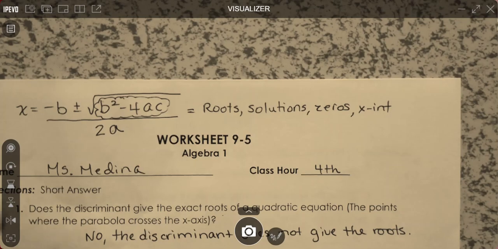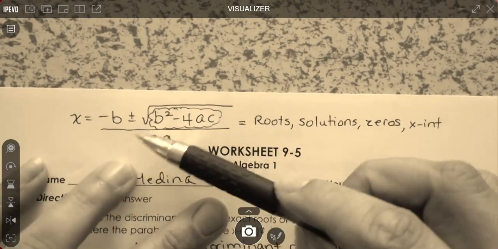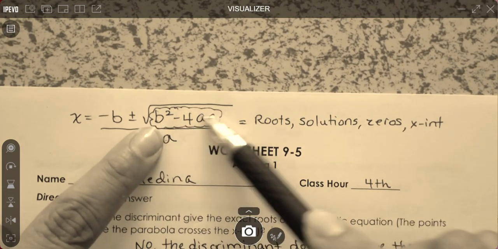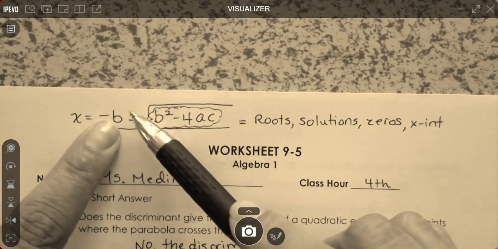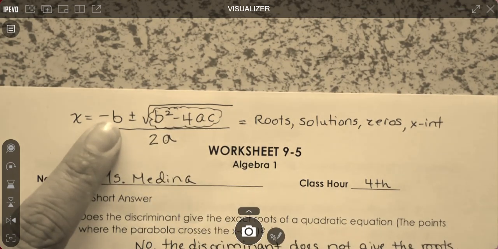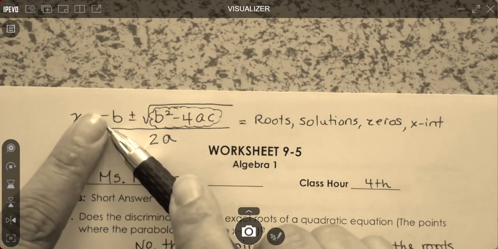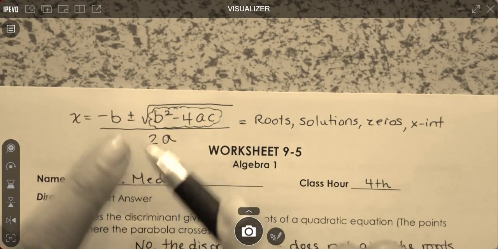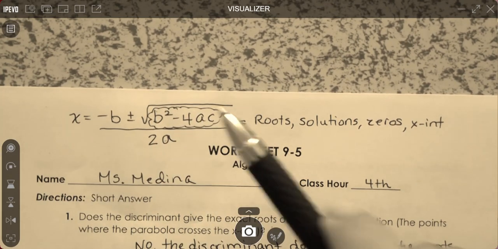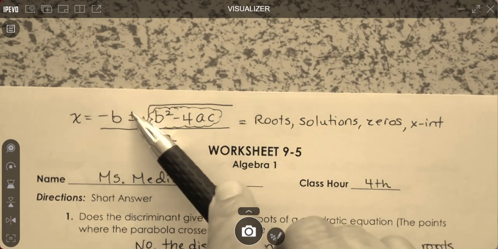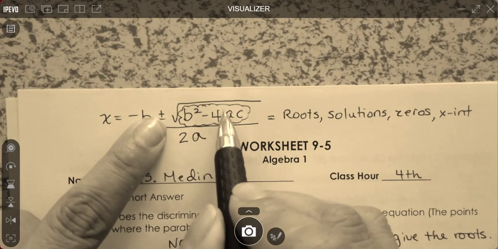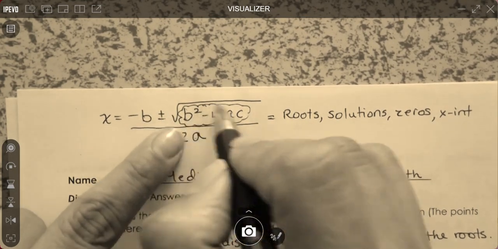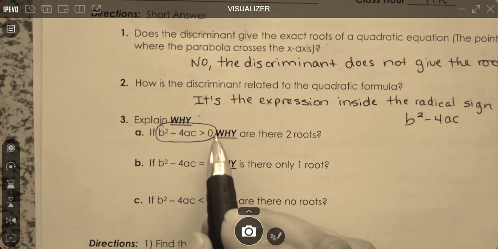All right, so picture this. If the inside is positive, we can take the square root of a positive number. So this will be some number plus another number divided by a number, and we're going to get an answer. The other one is going to be some number subtracting whatever you get from here, divided by that number. So that's how we end up with two answers: one because we're adding whatever we get from here, and the other because we're subtracting. That's why when b squared minus 4ac is positive, we get two roots.